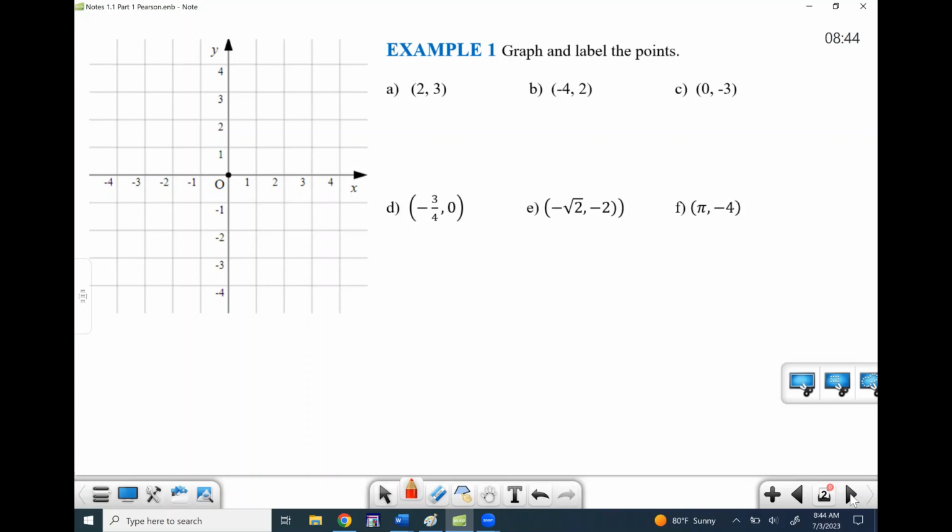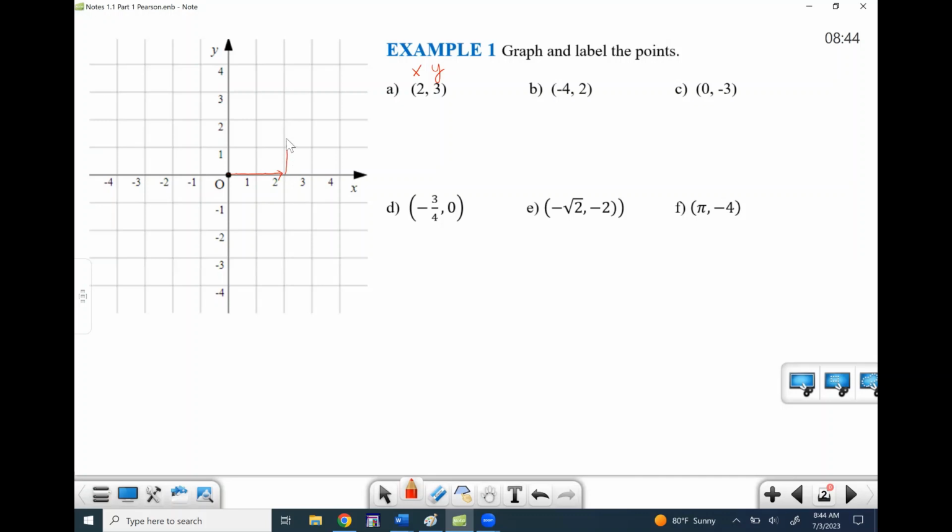All right, so we're going to go to 2, 3. Remember, this is the x, the horizontal, and this is the y. So horizontally, I'm going to go positive 2. So I'm going to go to the right 2. So I'll be right here. And then from there, I'm going to go positive 3.